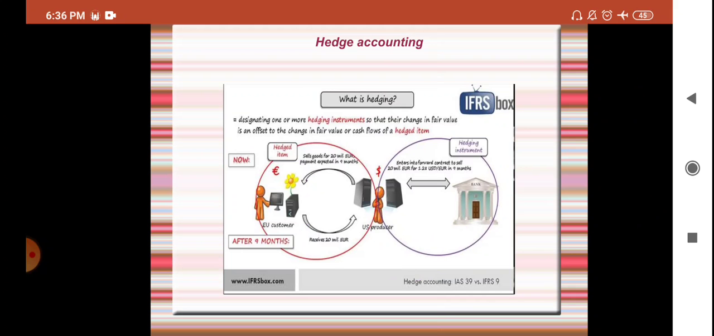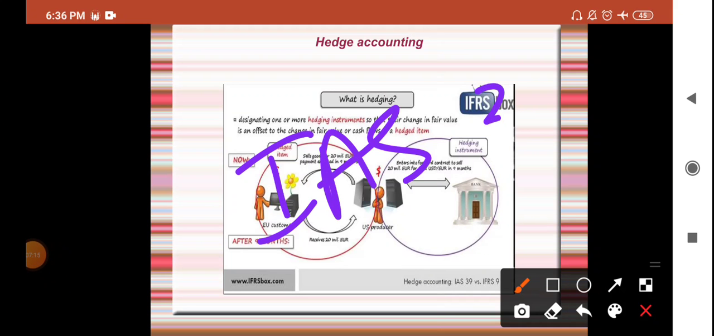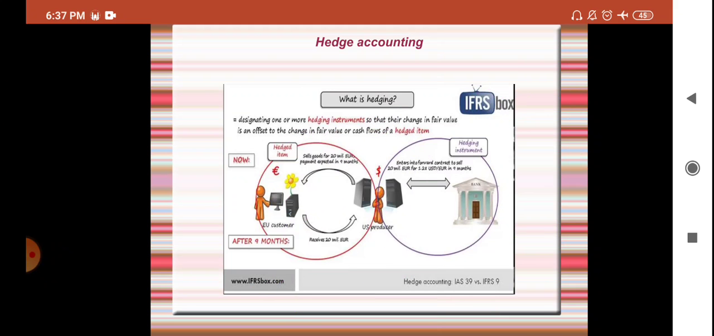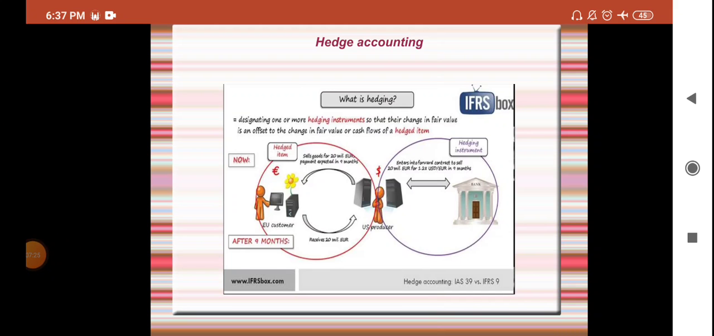IAS 39 covers all the hedge accounting concepts. So this is all about hedge accounting. If you have any doubt, you can ask me in the comments below.